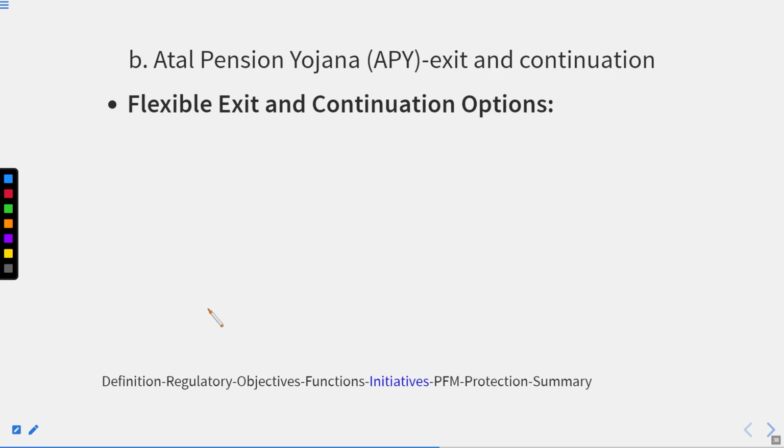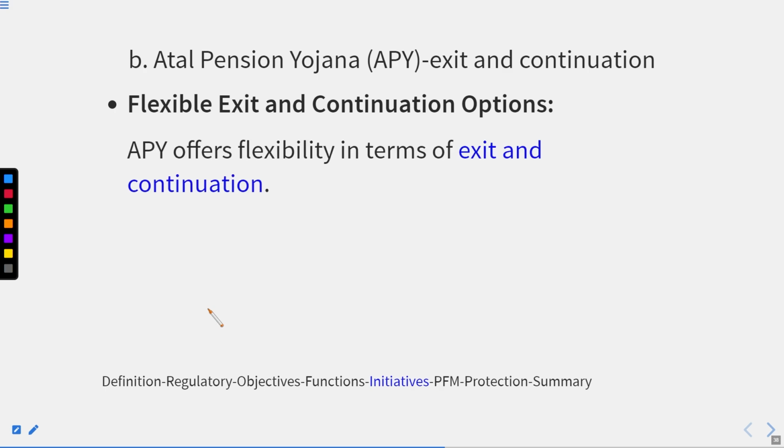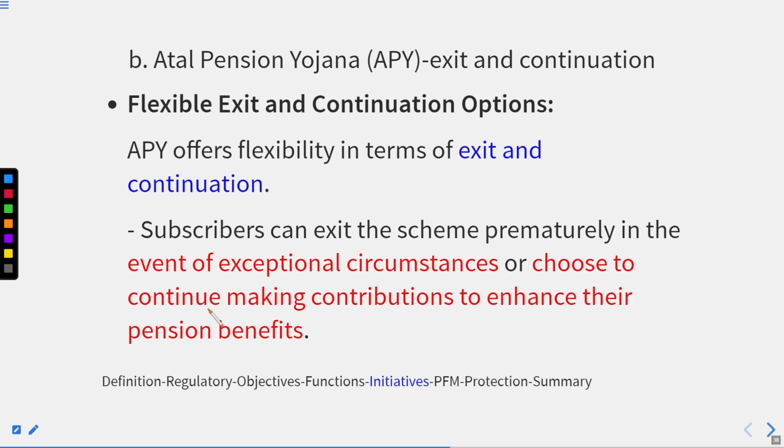Thereafter, flexible exit and continuation options. Okay, what do you mean by it? APY offers flexibility in terms of exit and continuation. Okay, if you want to continue after the maturity, you can easily continue. But if you want to exit, you can easily exit. A subscriber can exit the scheme prematurely in the event of exceptional circumstances or choose to continue making contributions to enhance their pension benefits. Okay. So basically, these are the flexibility benefits, you can say.